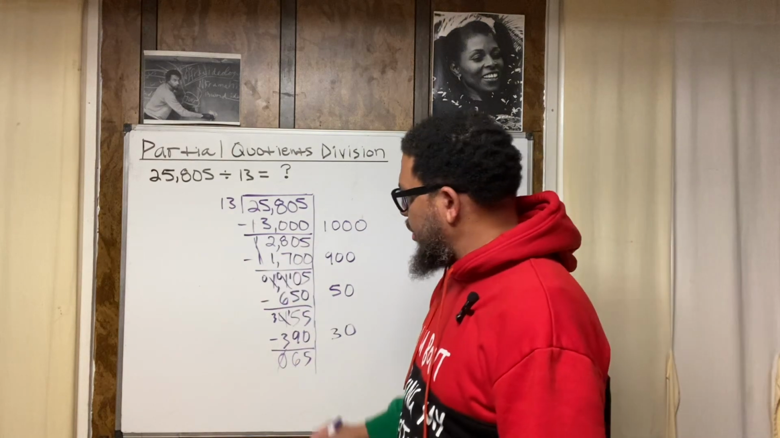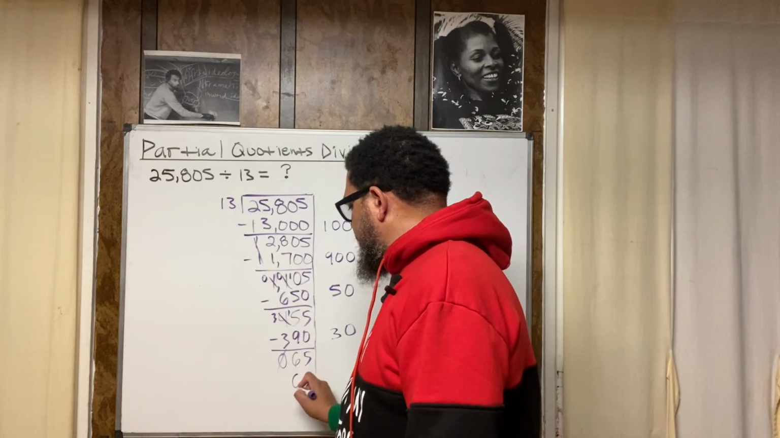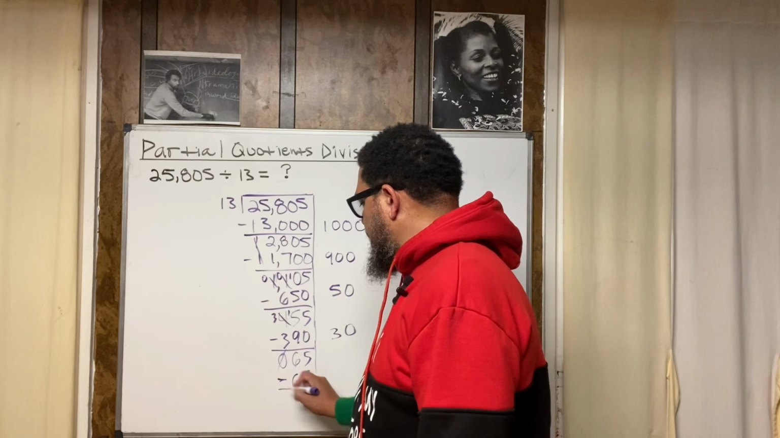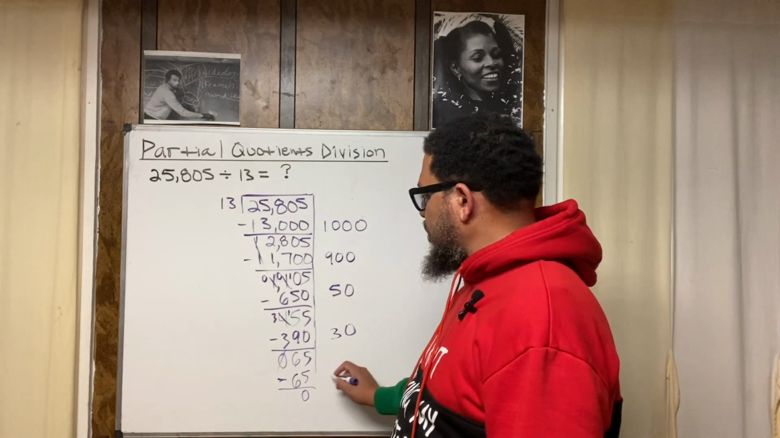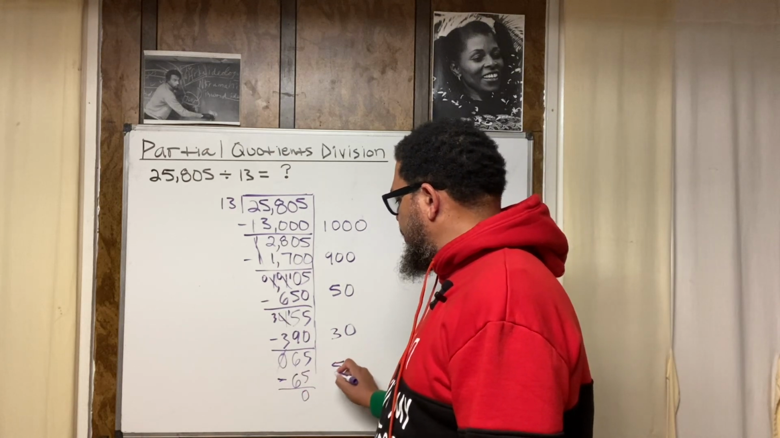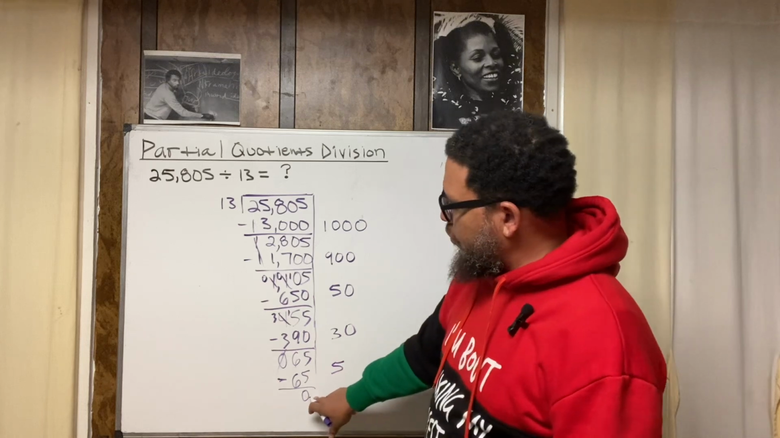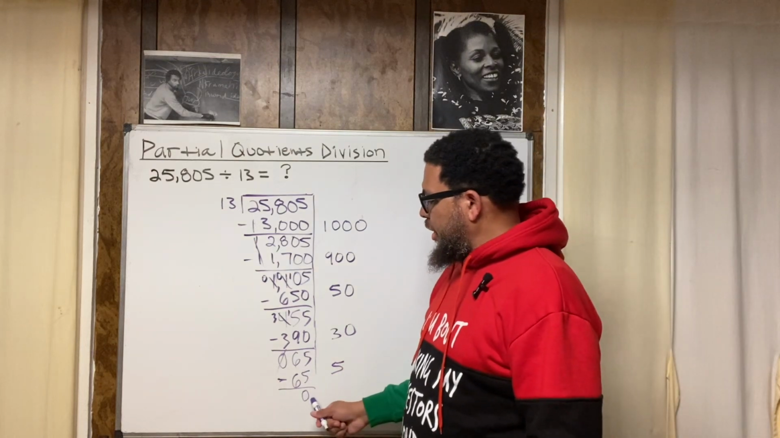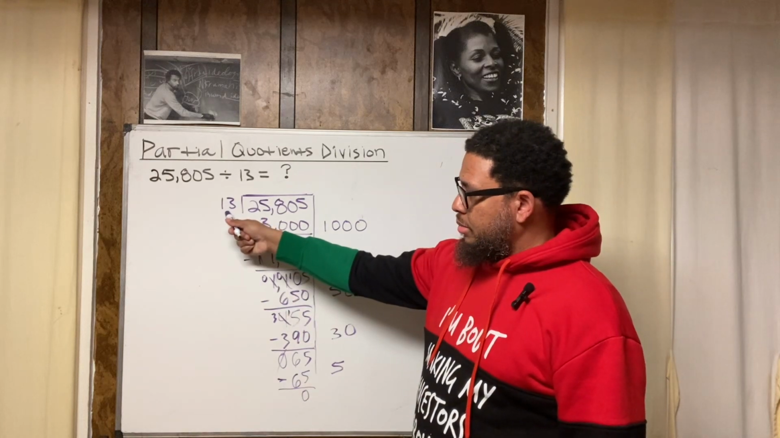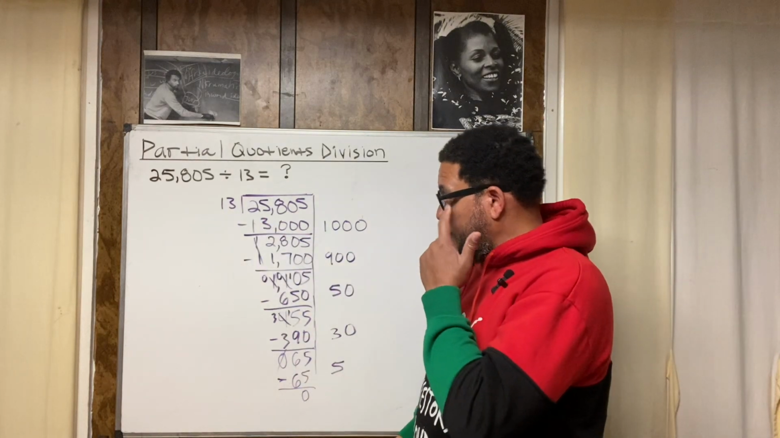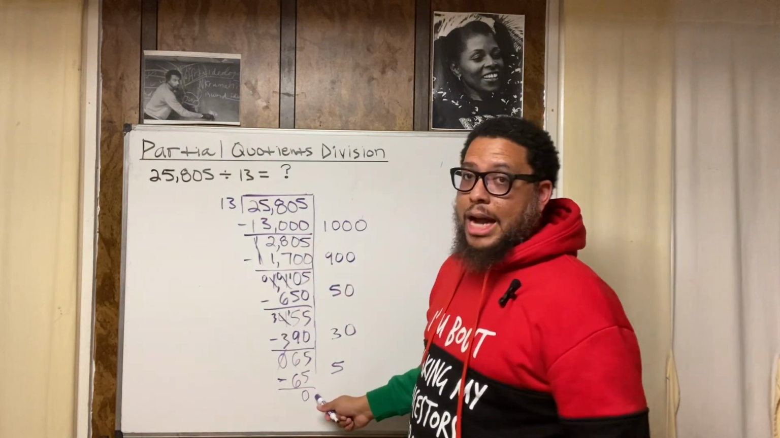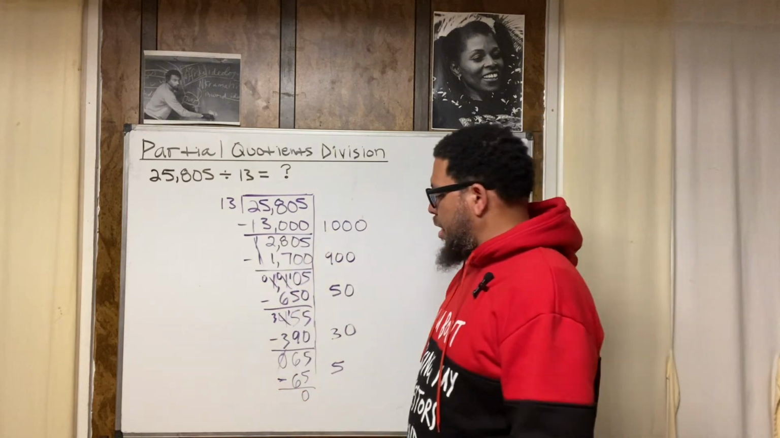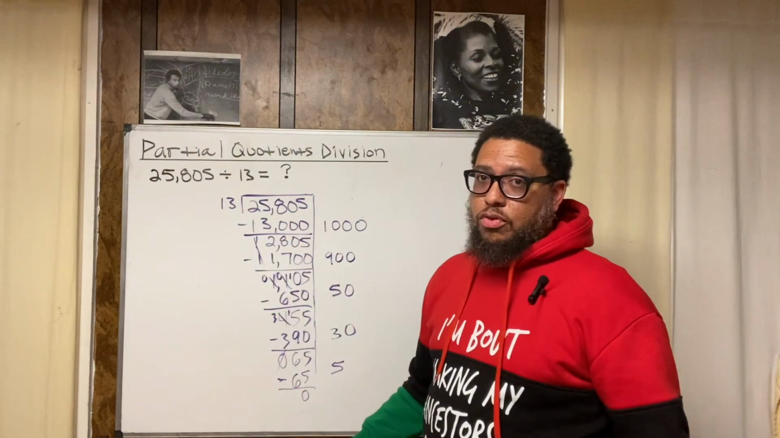So now I'm about to be done because 13 times 5 is 65. 65 minus 65 is 0. What's my quotient? What's my partial quotient? 5. So once you're done, once you end up with either a 0 at the bottom or a number that is less than the divisor, that means you're finished. If you end up with a non-zero number that's less than the divisor, that's going to be our remainder. All right. Now, if it's 0, that means there is no remainder.